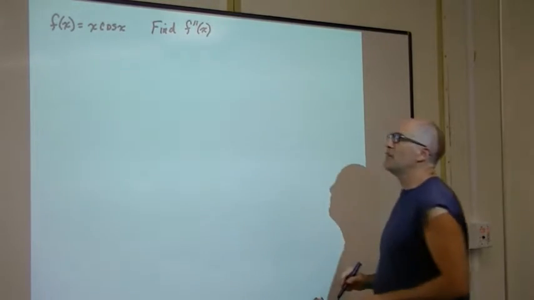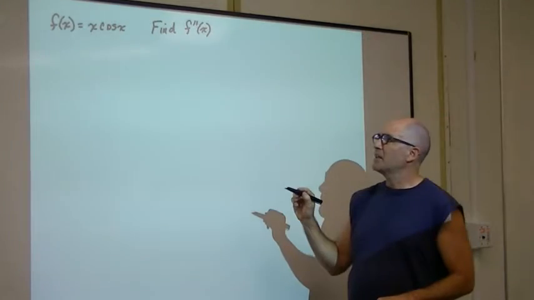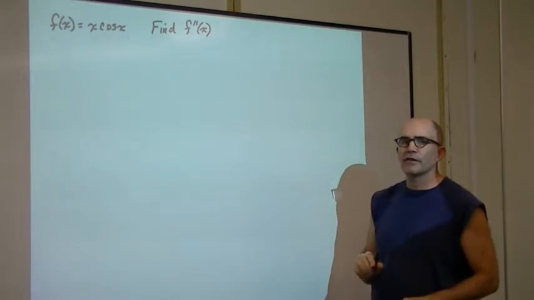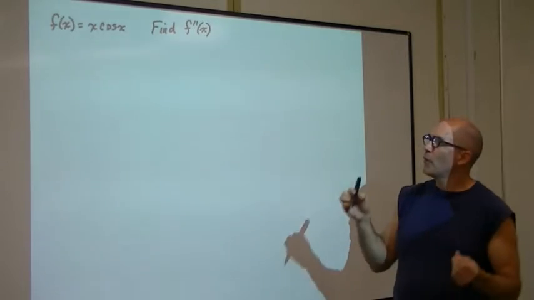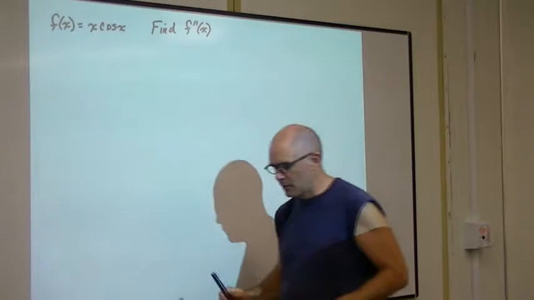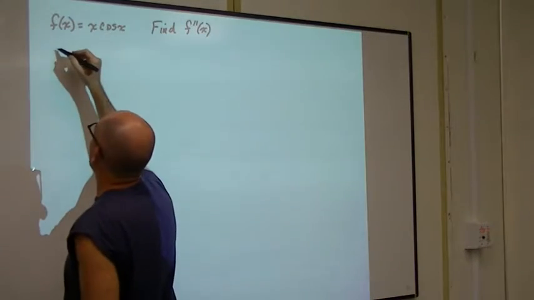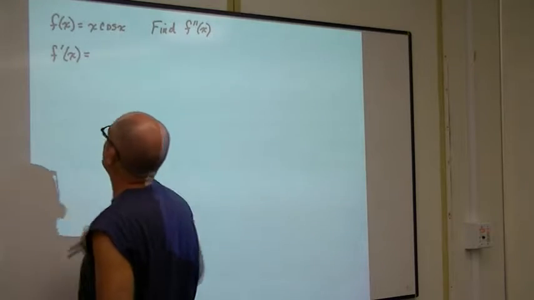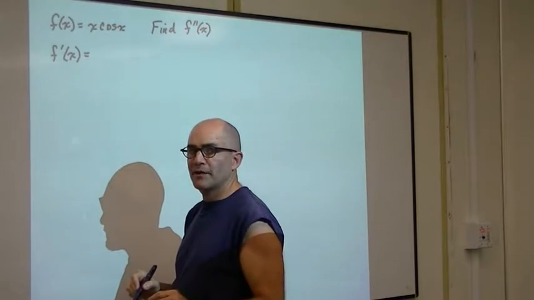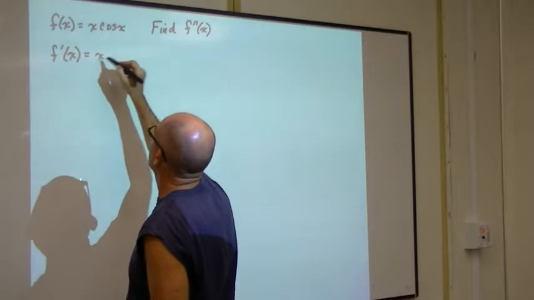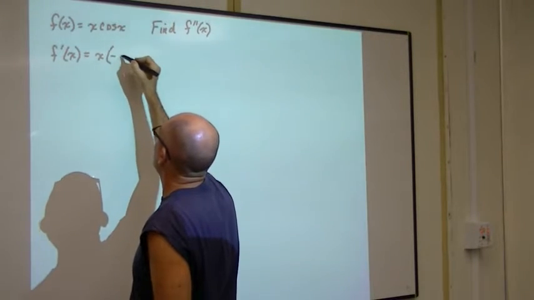So let's say we have a function f of x equals x cosine x, and we want to find the second derivative. Well, if we want the second derivative, we need the first derivative first. So we take our first derivative, and this is a product, so we better use the product rule. It's first times the derivative of the second.